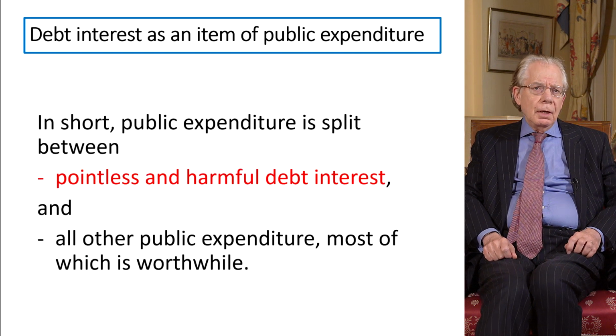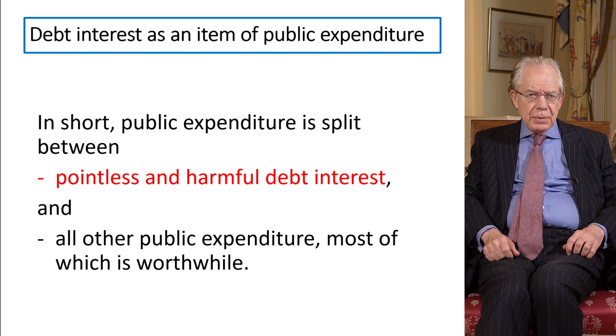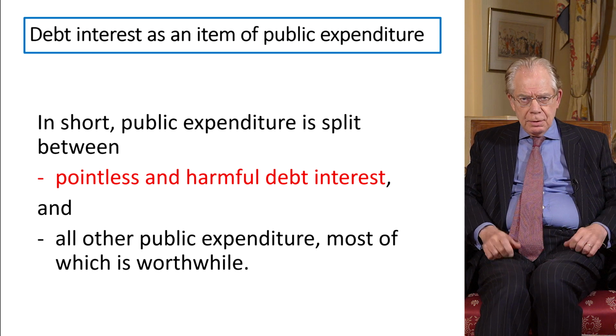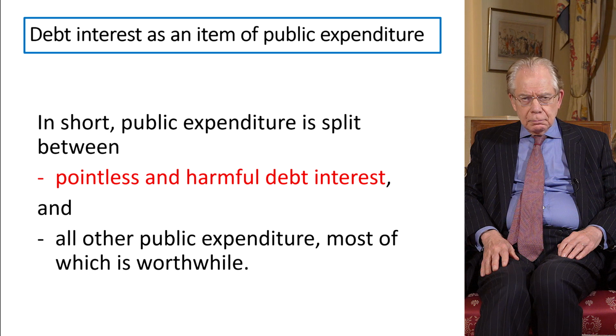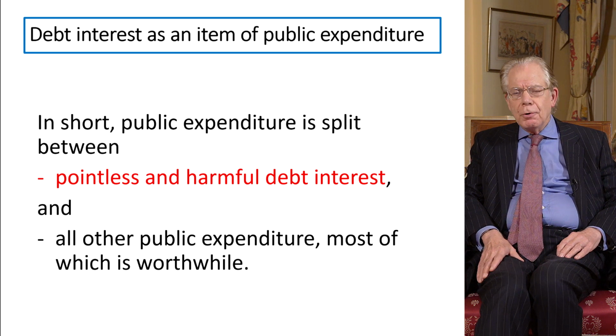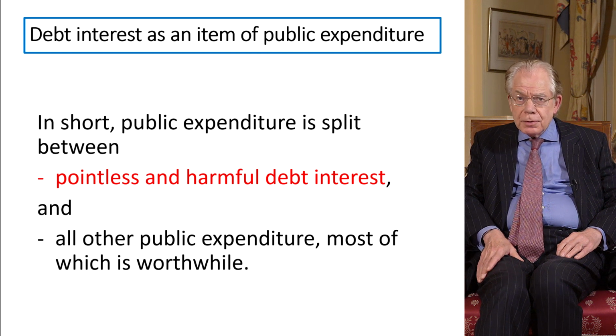So we can think about public spending as being split between this wasteful, pointless debt interest, and the rest of public spending, which for the most part is worthwhile. Surely, public policy should be organized in order to minimize debt interest.